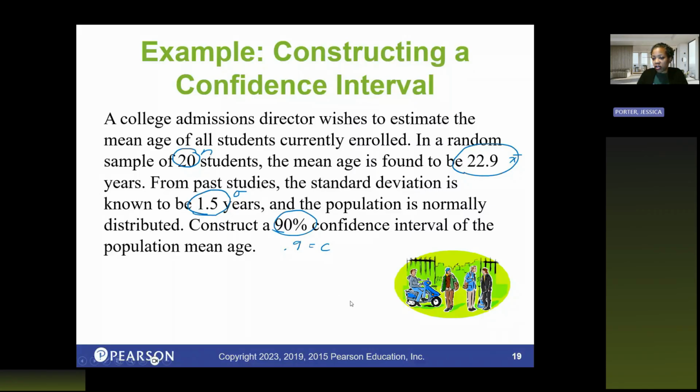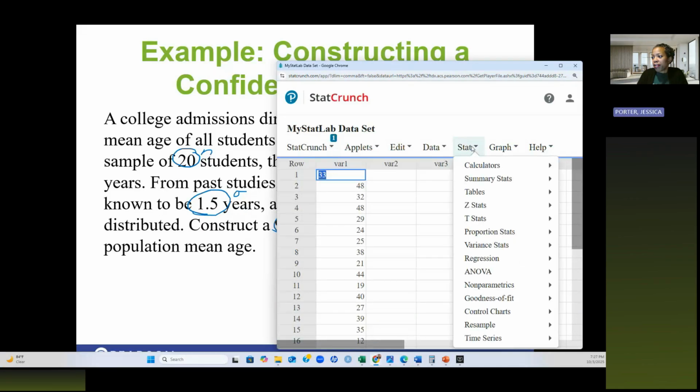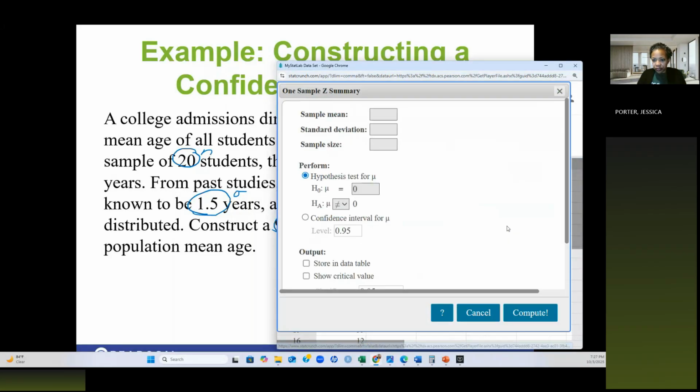So let's look at StatCrunch first, and then we will look at the calculator. Stat, Z stats, and we're using Z because the population standard deviation is known. When we know the population standard deviation, you're going to use Z. One sample, this time it's with summary. And we'll check you out, Michael, and see, what was this? 22.9, standard deviation was 1.5, sample size was 20.